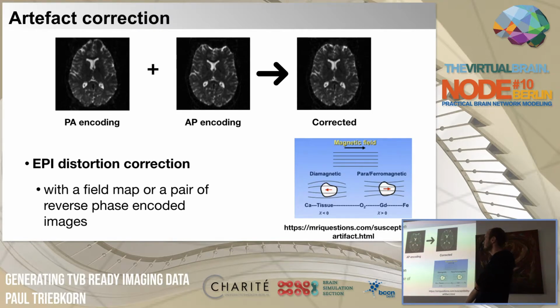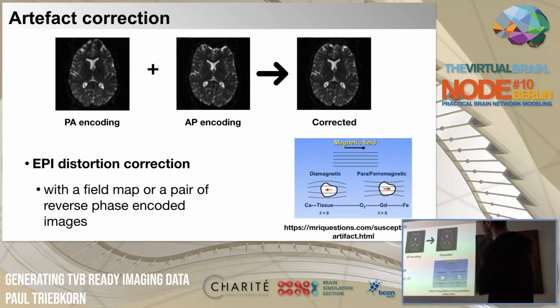It leads to distortions in the direction of the phase encoding gradient. Here we have a posterior to anterior encoding of the phase, and we should see a compression here, and then something like a stretching of the brain in the front. If we reverse the phase encoding from anterior to posterior, then we have the exact opposite of the artifact: a compression here and a stretching here.